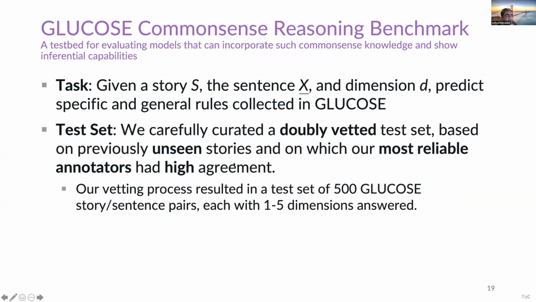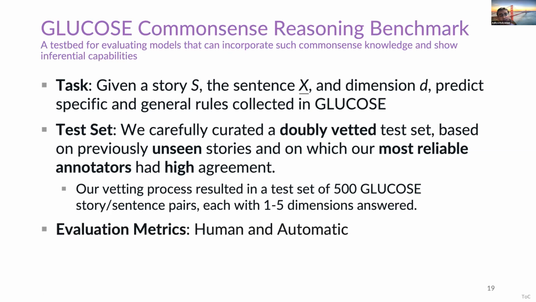And for the test set, we created a doubly vetted test set based on unseen stories, for which we took the top 3 annotators that we have, the crowd Turkers, and only if they had very high agreement did we include this in the test set. And so as a result of this careful design, this test set had around 500 GLUCOSE story-sentence pairs, and each of them had between 1 to 5 dimensions answered. And note that not all dimensions have to be answered. Some of them are just not applicable in the context of the story.